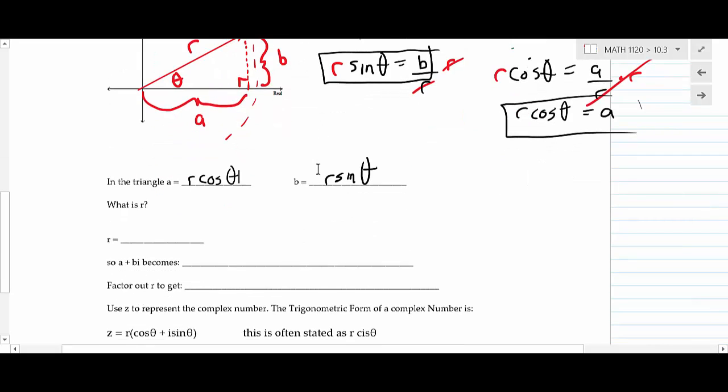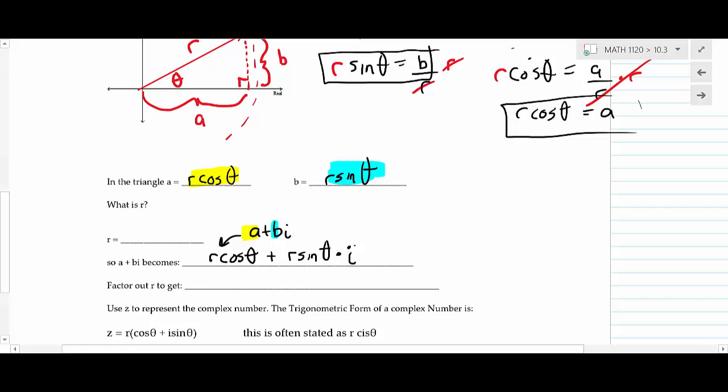Now here's what we're going to do to put this all together. First of all, I'm going to write down a plus bi, and we're going to do a real simple substitution. We're going to replace that a with r cosine theta. So I'm going to write that as r cosine theta. That is the x component of the complex number. Then for b, what did we find b to be? R sine theta. So we write down r sine theta, and we still have that times i there. That is what we call a trig form of a complex number.